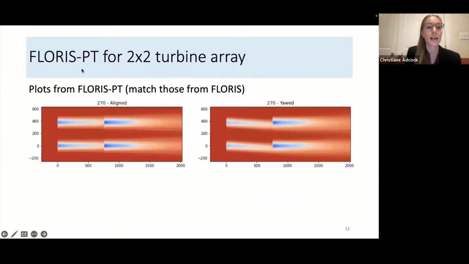This is what that PyTorch version of FLORIS looks like for a 2x2 turbine array. This plot on the left is showing it if all of the turbines are facing directly into the wind, where the wind is coming from the left-hand side. And then the plot on the right shows what it looks like if you apply control. So the first two turbines are yawed. And these plots match those from FLORIS.